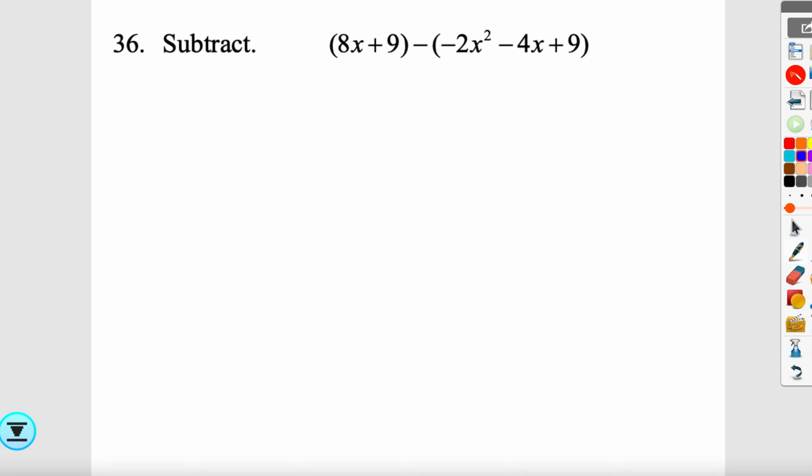All right, we're going to be subtracting another polynomial. Same concept, guys. We're going to be distributing this -1 to the polynomial to the right. So this negative 2x squared becomes positive 2x squared. This negative 4x becomes positive. Plus 9 becomes -9. Bring down the first parentheses, 8x plus 9.